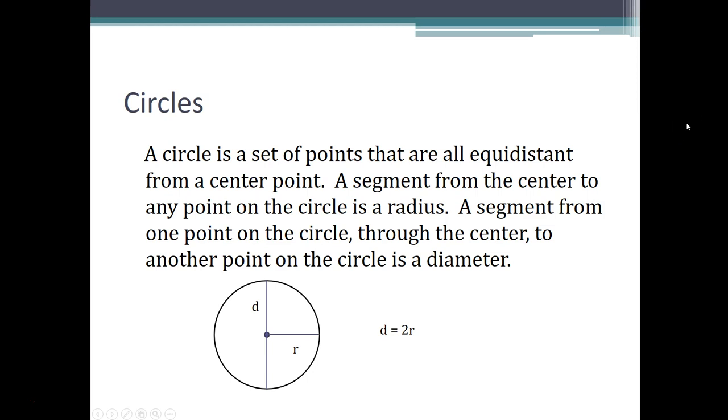Alright, let's go on to circles. Circles are fun. A circle is a set of points that are all equidistant from a center point. A segment from the center to any point on the circle is a radius. A segment from one point on the circle through the center to another point on the circle is a diameter. Notice that the diameter is twice the radius. So this diameter right here has one radius plus one radius, or two radii. The plural of radius is radii, R-A-D-I-I.